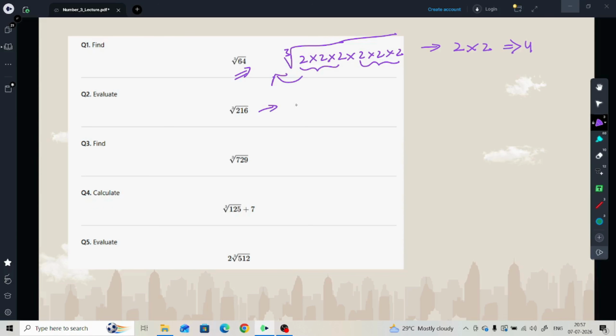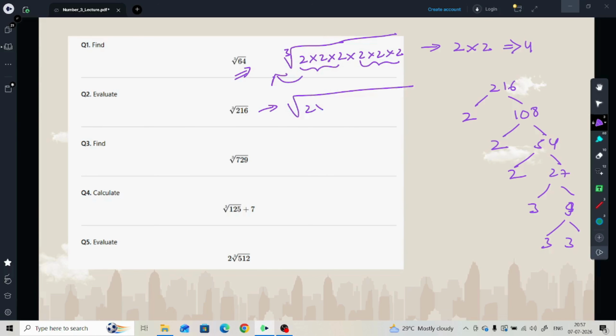216 also. Okay, if I do the prime factorization of 216, you'll get 2 and then 108. 2, then you will get 54. 2, then you will get 27. Then 3, then you will get 9. 3 and 3. So that means you'll get the cube root of 2 times 2 times 2 into 3 times 3 times 3. So that means you'll get 2 times 3, that is 6. Simple. Everything is simple. You need to understand the things. And these you can actually do by yourself. Very simple questions.